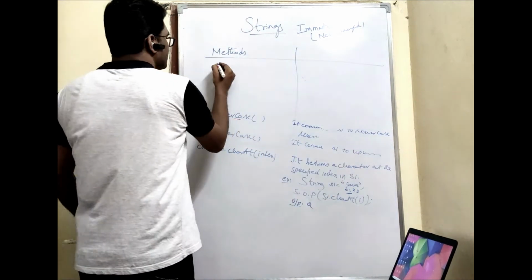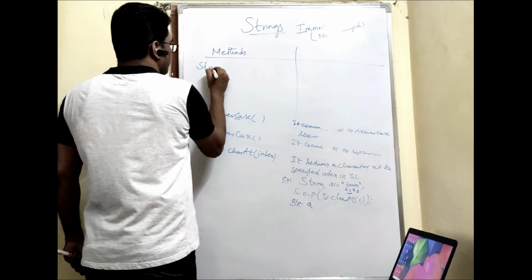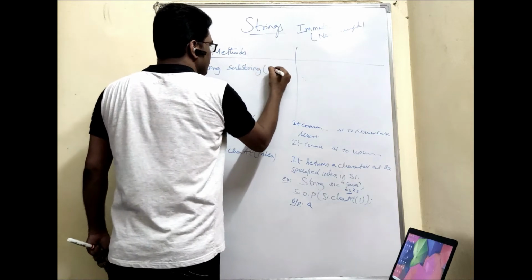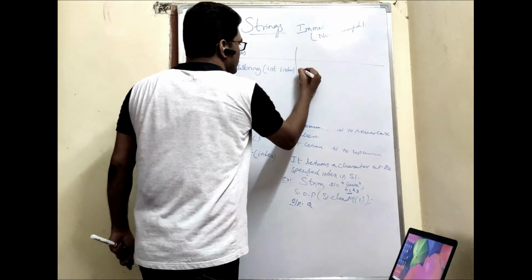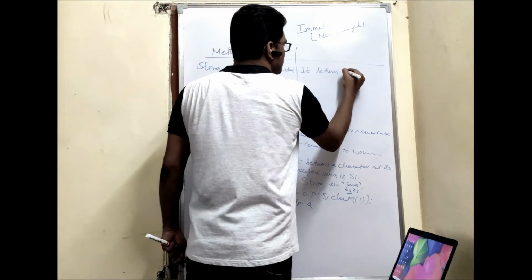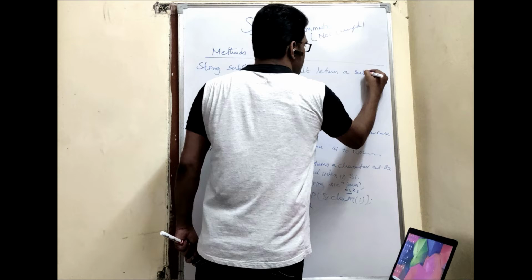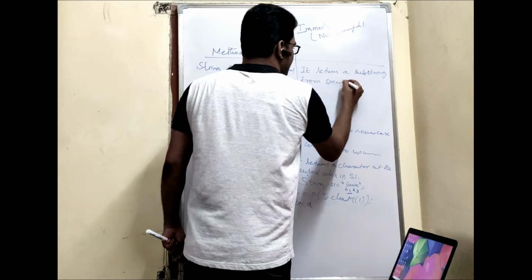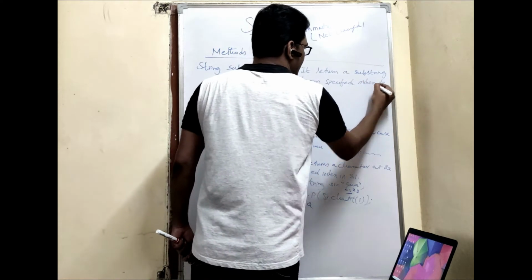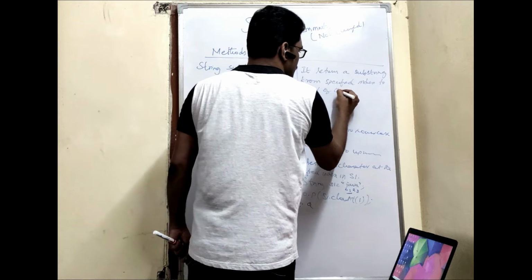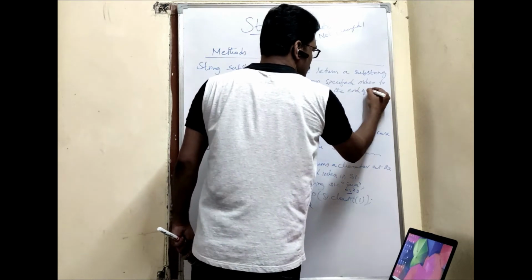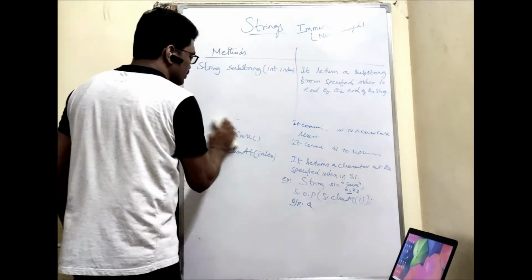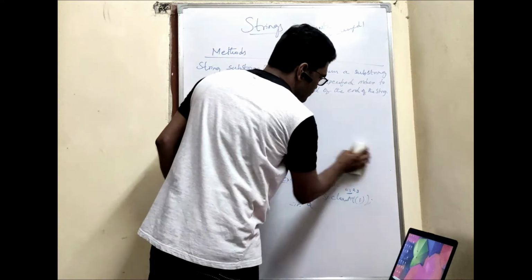The next method returns a string. It is called the substring method. All the letters are small. So what it does is it returns a substring from the specified index to the end of the string. Whatever position you specify, from that position to the end of the string, it will find the substring and return it.